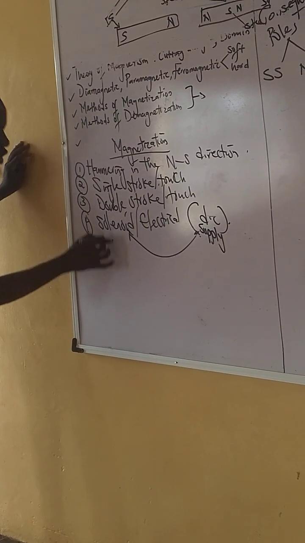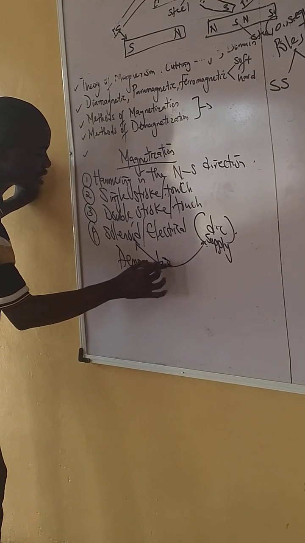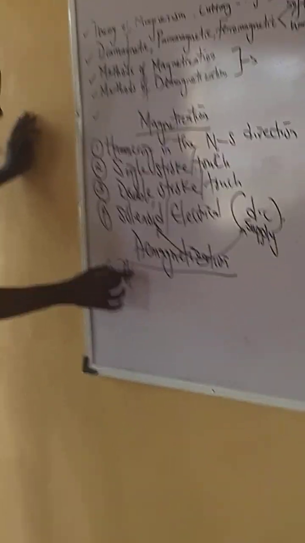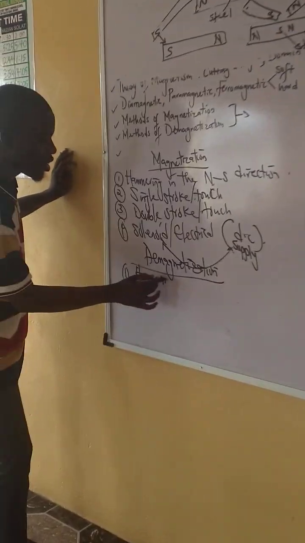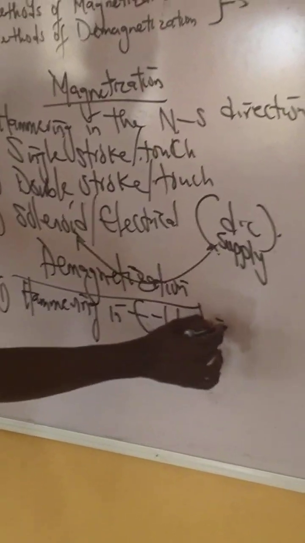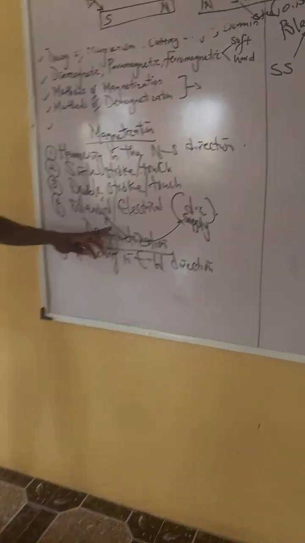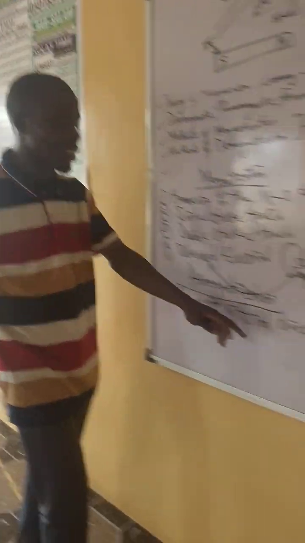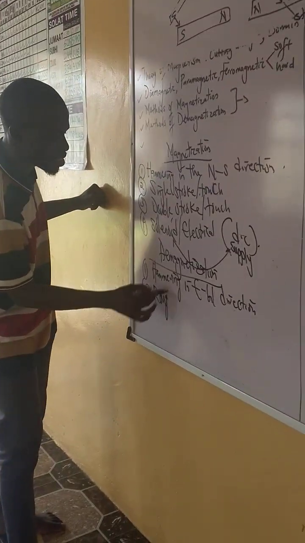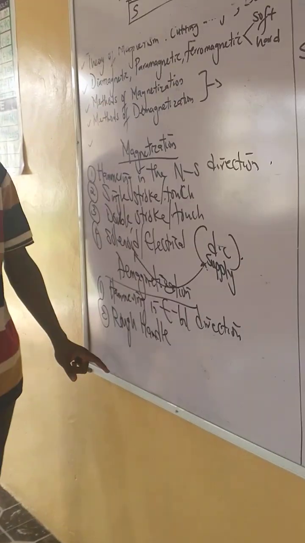For demagnetization now, which is the last thing we'll be talking about, it is just the opposite. Number one is hammering. We hammer in the east-west direction. To demagnetize means we want to remove the magnetic property of a material. So we hammer it in the east-west direction. Number two is rough handling. When we rough handle it, it's going to demagnetize.